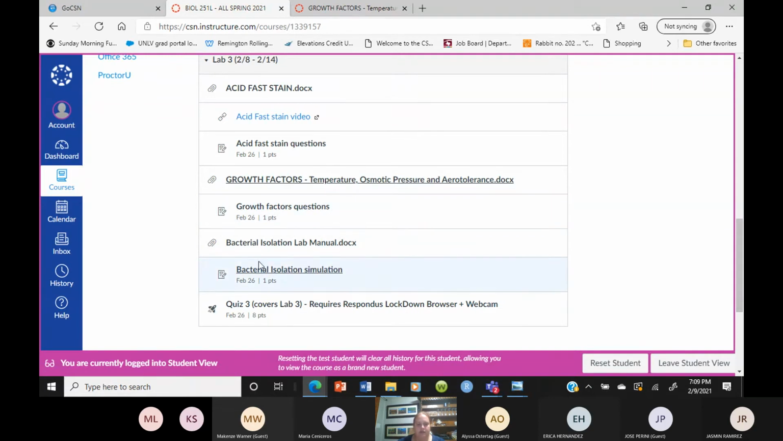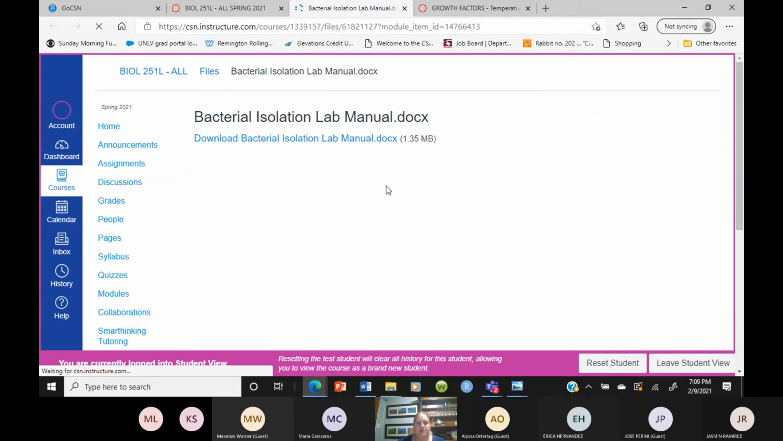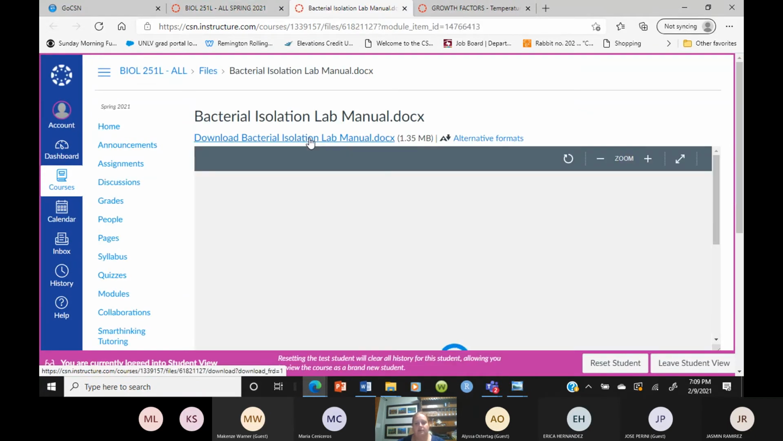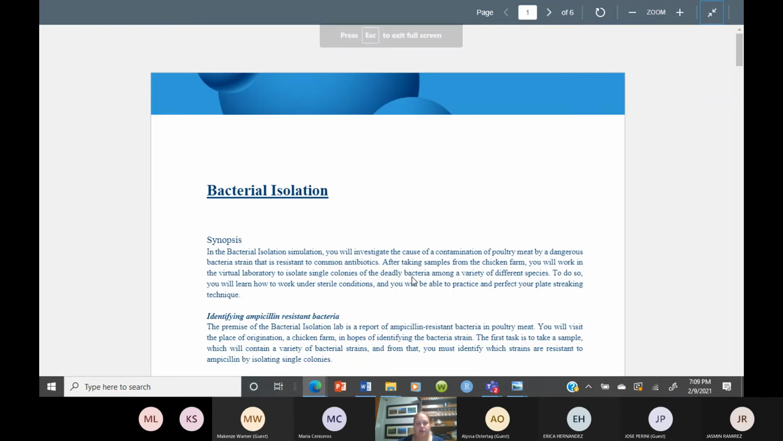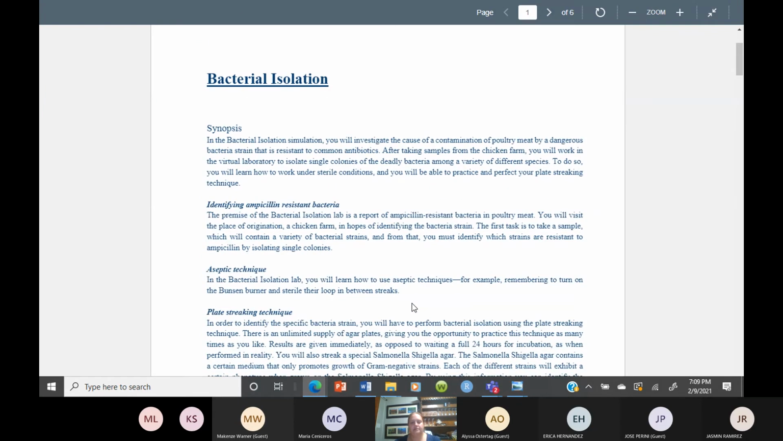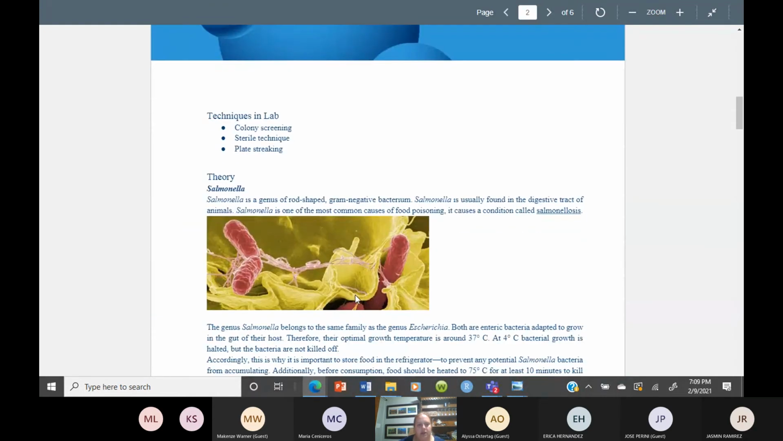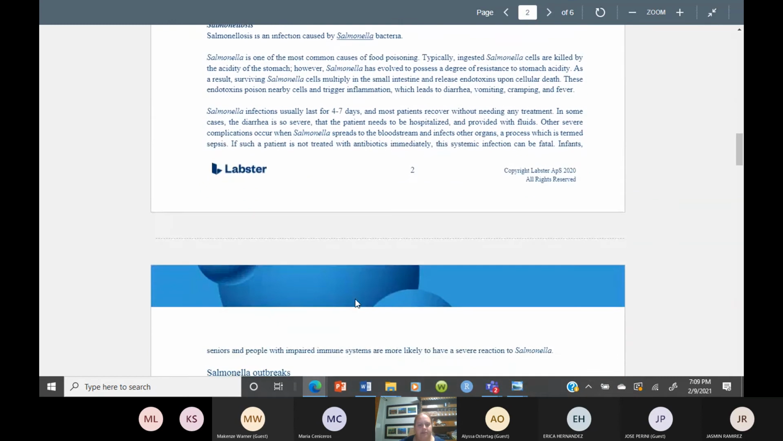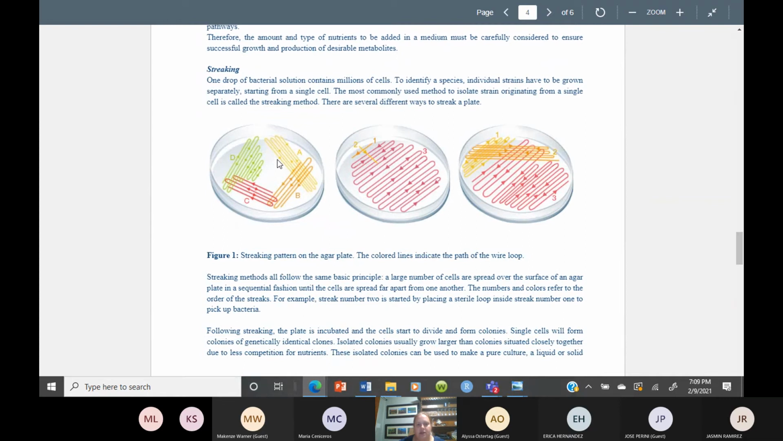And then the final one is for your simulation in Labster. It's a pretty fun simulation where you get to isolate some bacteria. Again, this is the lab manual for the Labster, so you can either read through this and learn a lot of the information, but you can also learn a lot of this in the simulation itself, so I'm not going to go through it a lot. I just want to point out definitely things that you will be tested on in the future is going to be streak plating, so learning how to do streaking.